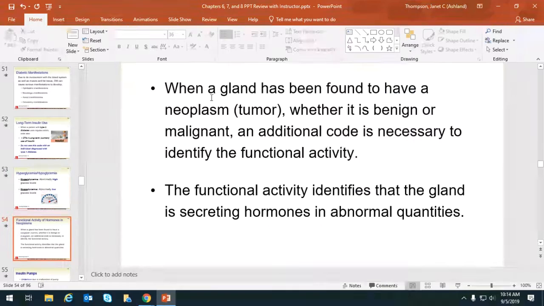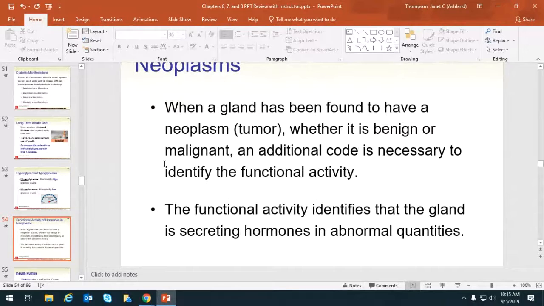Let's see, functional activities. We kind of talked about this with neoplasms last week. A lot of times neoplasms can cause side effects for a gland to function properly, like maybe a neoplasm affecting the pituitary gland. For women, neoplasms affecting the reproductive organs can cause changes in hormone production. So this is sometimes captured, this glandular function side effect.